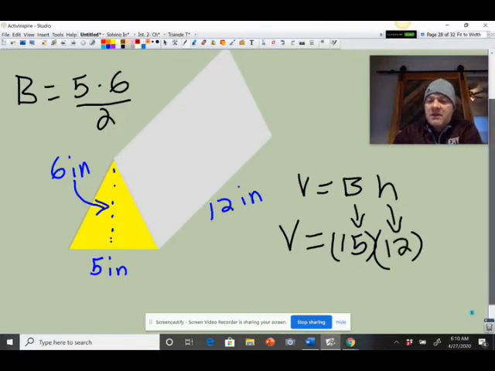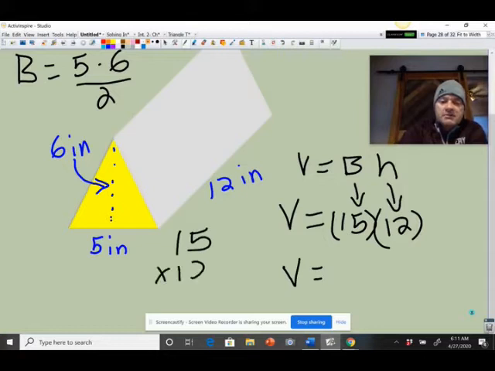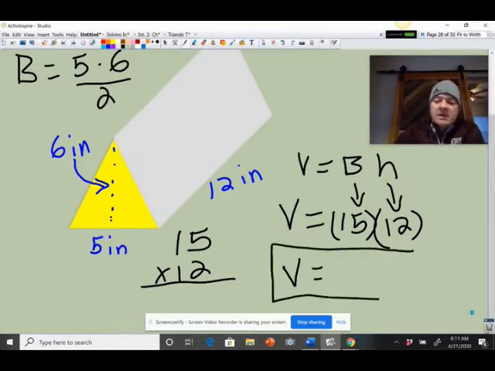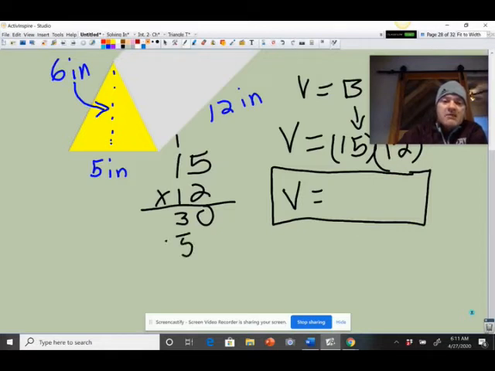Your job is to then multiply 15 times 12. You're going to do this on your own, no calculators, not today anyways. So go ahead and do 15 times 12, and that right there is going to end up being your volume. You want to do it? Okay, we'll do it. Okay, there's 10, 1, 3, we got to go down, 5, 1, add it up.